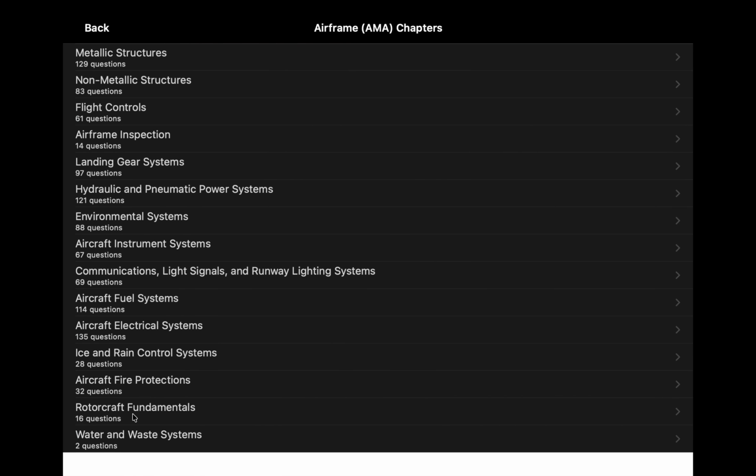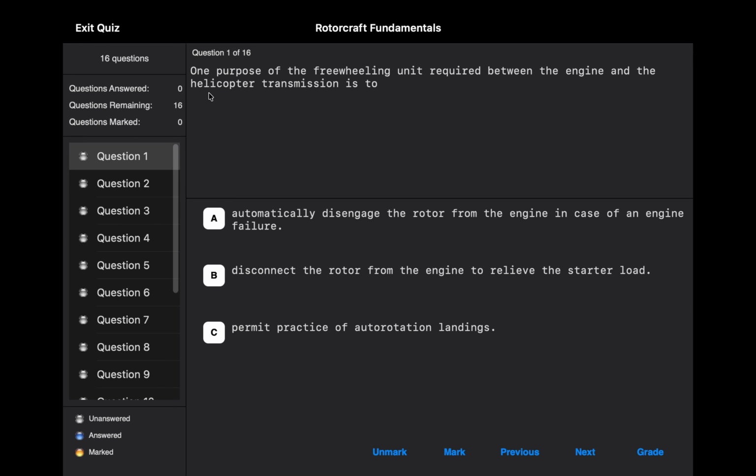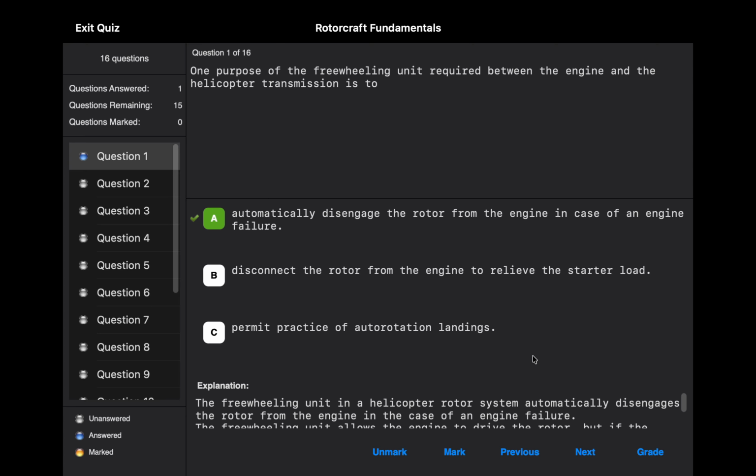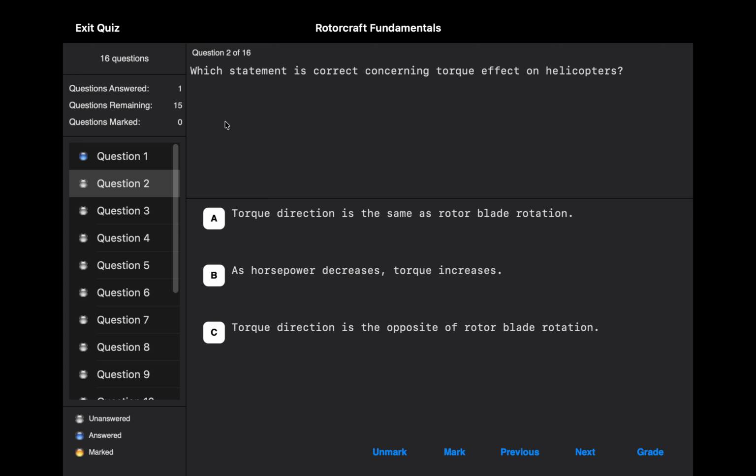Airframe, Rotorcraft fundamentals. One purpose of the freewheeling unit required between the engine and the helicopter transmission is to automatically disengage the rotor from the engine in case of engine failure. Which statement is correct concerning torque effect on helicopters? Torque direction is the opposite of the rotor blade rotation.